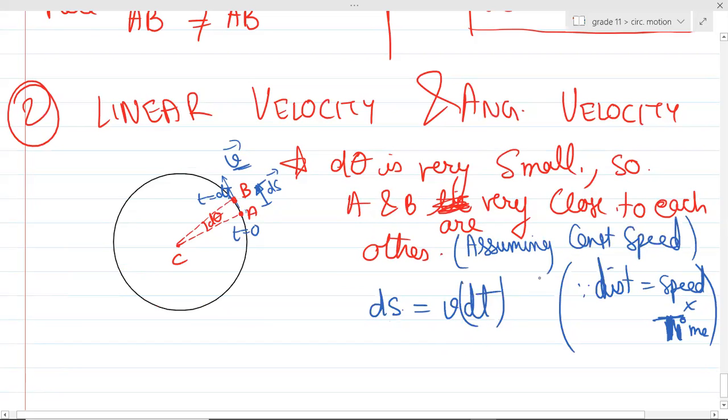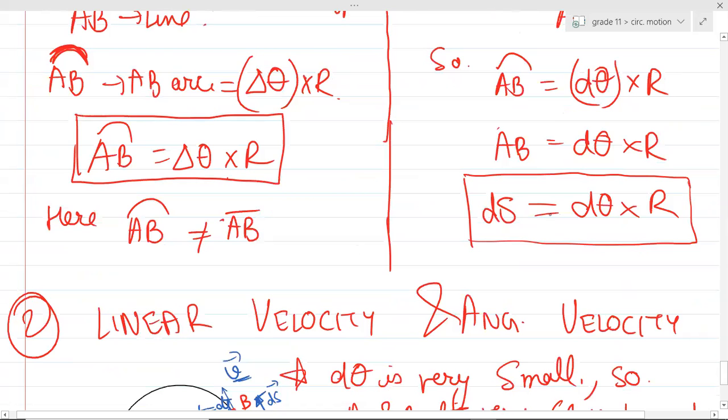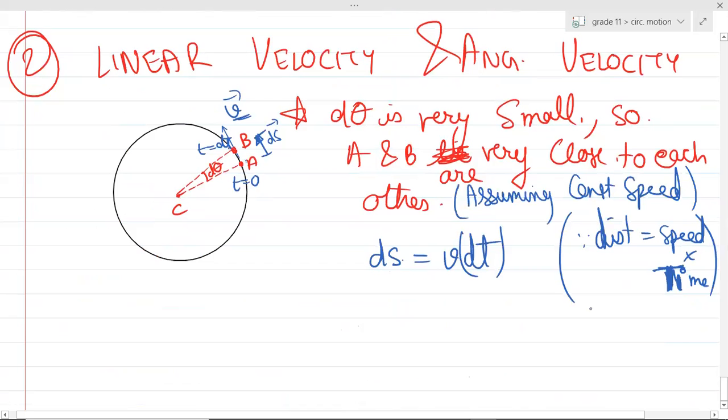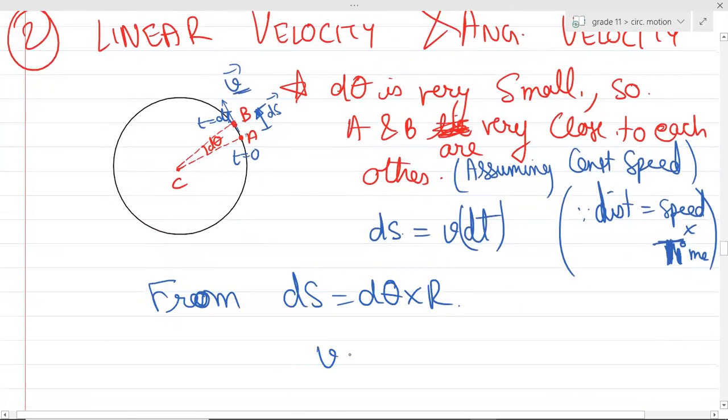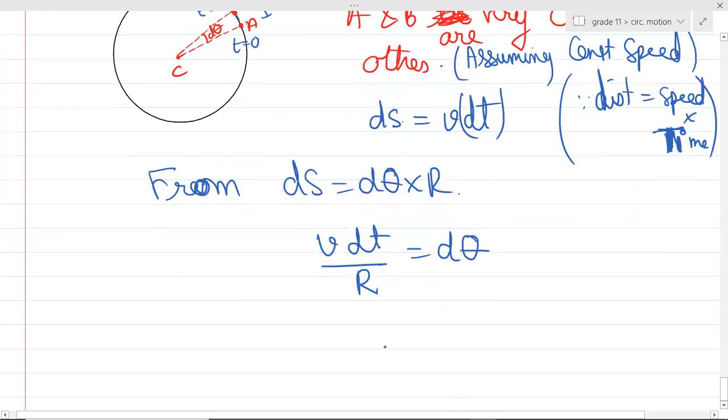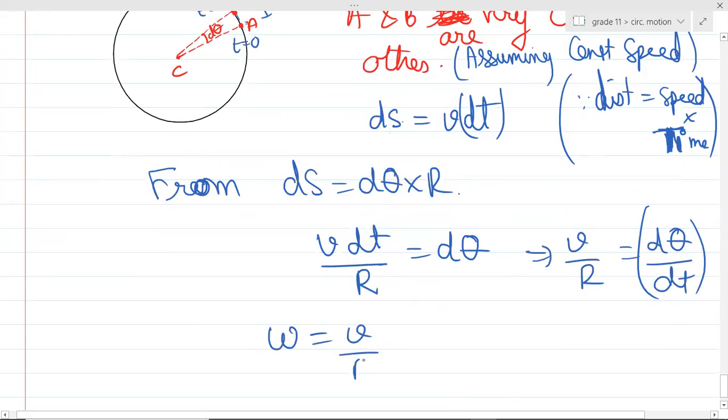So now ds is equal to v dt, and do you remember we already derived a relation between ds, dθ and r. From ds is equal to dθ multiplied by r, I can write that v dt divided by r is basically equal to dθ. Can I write like this, guys? If I can write like this, then most of my work is done. I can write v by r is basically equal to dθ by dt, and dθ by dt is nothing but omega. So from here, omega is equal to v by r.